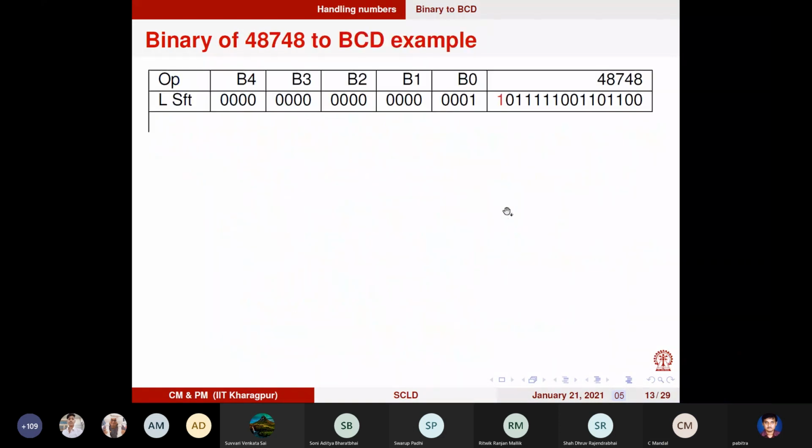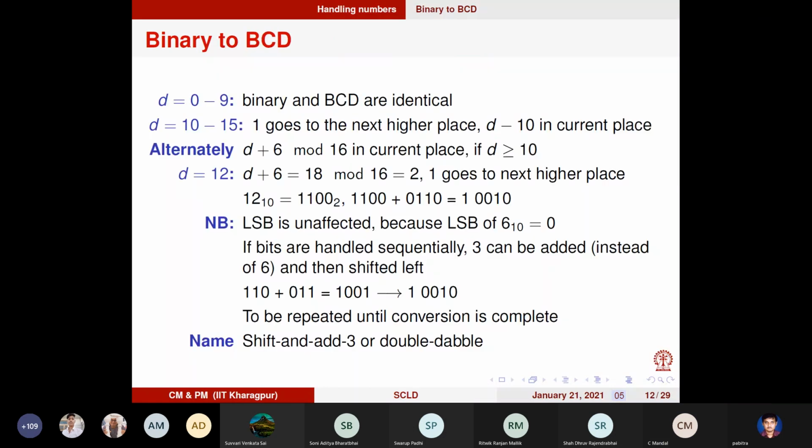Okay, so let us look at this chart. Let us observe a pattern and then we'll talk about the algorithm. So what we are doing is adding 6, then taking modulo 16, and whatever we get, we take the binary representation for that. So this can actually be done in a simpler manner.